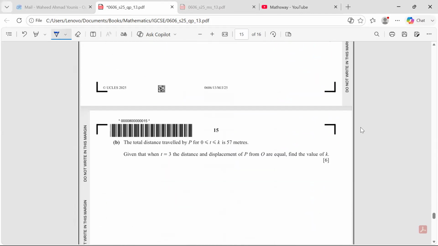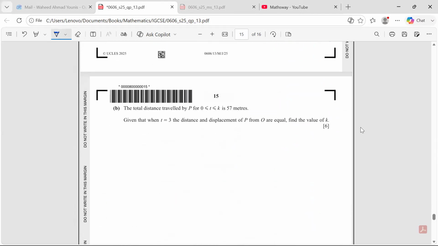Now let's move on to part B. The total distance traveled by the particle is 57 meters. Given that k is greater than 3, the distance and the displacement of the particle are equal.